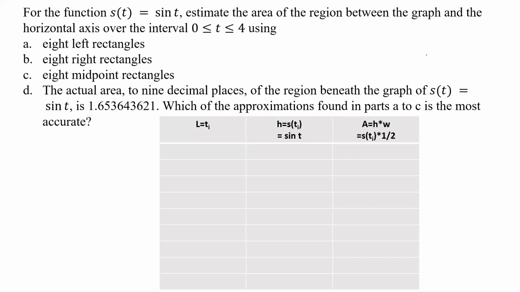Okay, we're supposed to use 8 left, 8 right, and 8 midpoint rectangles, and then compare to the actual area to 9 decimal places of the region between the graph of sine of t and the axis, which is 1.6 and so on. Which of the approximations found in parts A to C is the most accurate? All right, so with sine, we're going from 0 to 4.